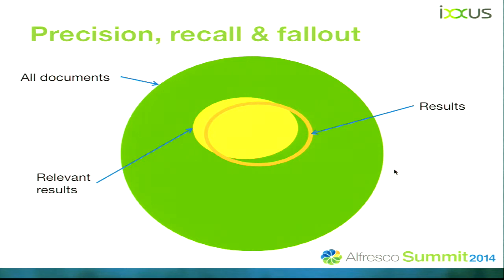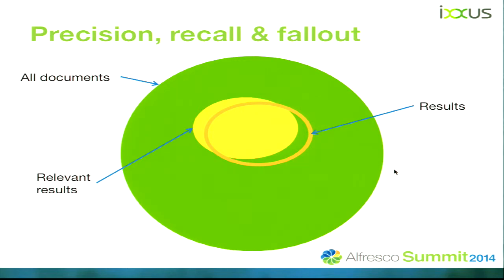So if you imagine that we've got this big set of all the documents, and then we've got a set of results, which is this orange ring, and the relevant results are the yellow piece. So I'm going to have a drink. My mouth's a bit dry.